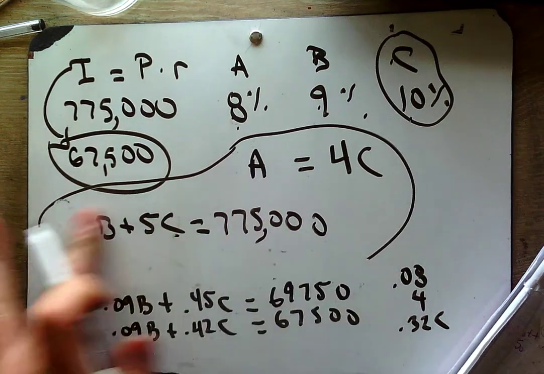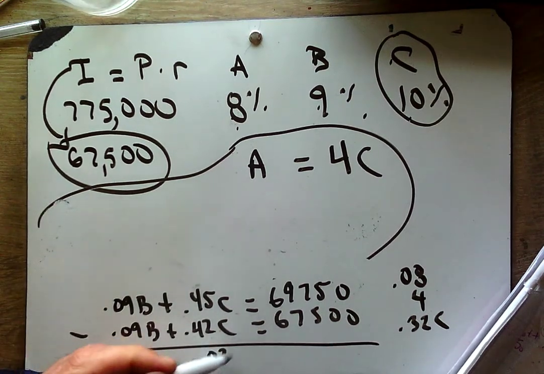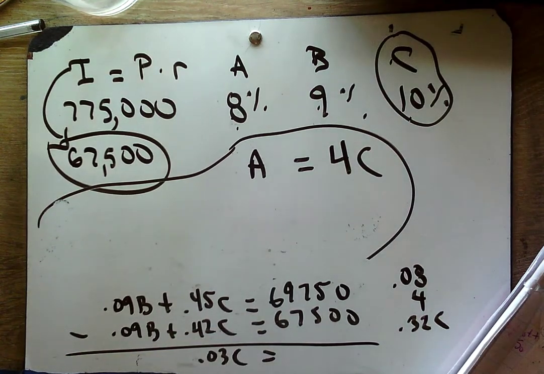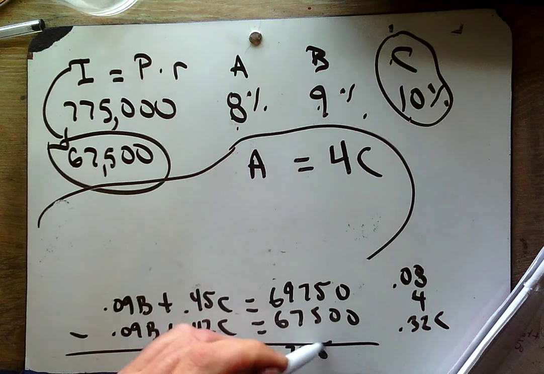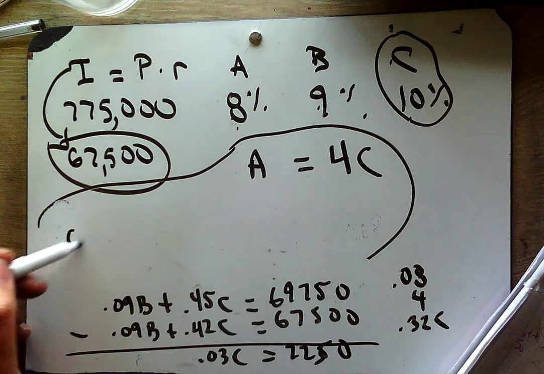So I've got these two equations now. And if I subtract, I get 0.03C equals 69,750 minus 67,500. Yes, 2,250. But I don't want to know what 0.03C is. I want to know what C is. So I have to divide both sides by 0.03. And when I do, I see that C equals $75,000.